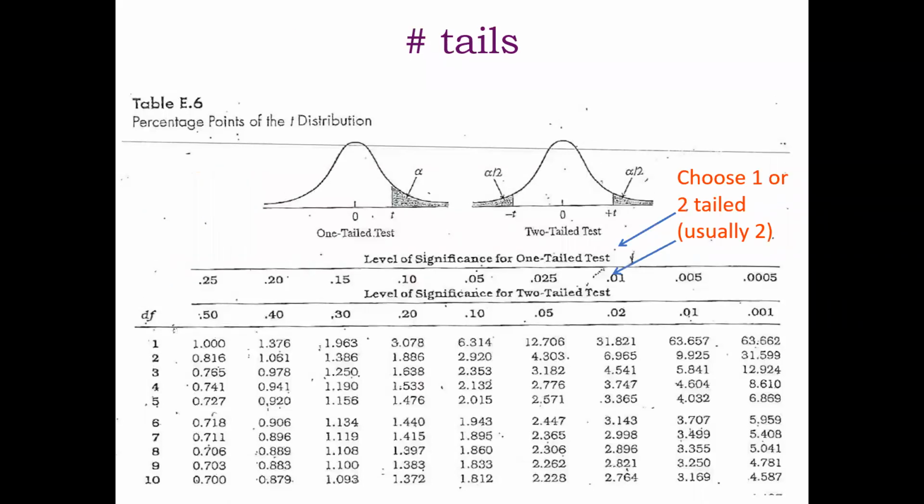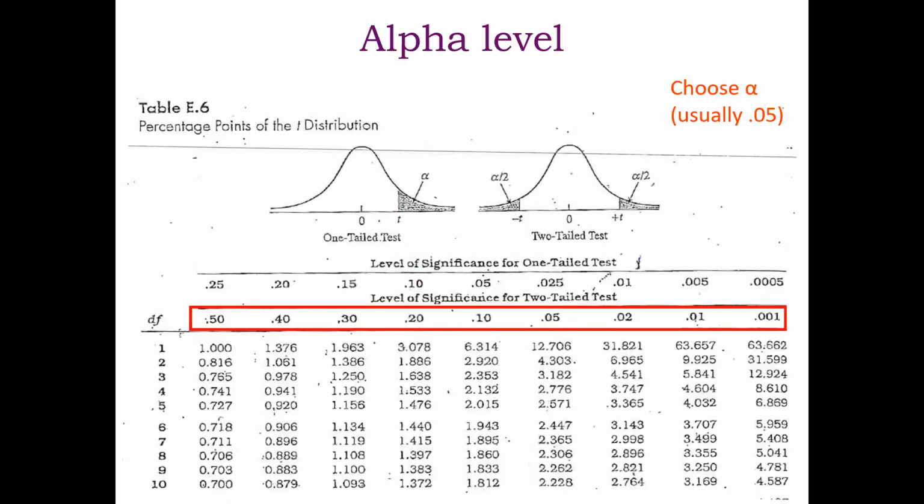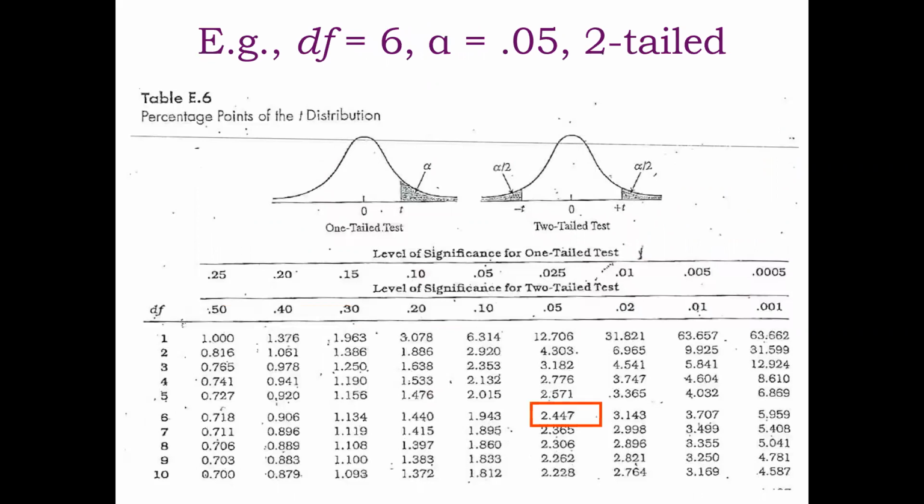Okay, you choose one or two-tailed. It's just what I went over. Next you have to select your alpha level, right? So here's an example, right? Degrees of freedom equals 6, that'll be 7 people. Alpha .05, two-tailed, 2.447. Okay, so pretty simple.